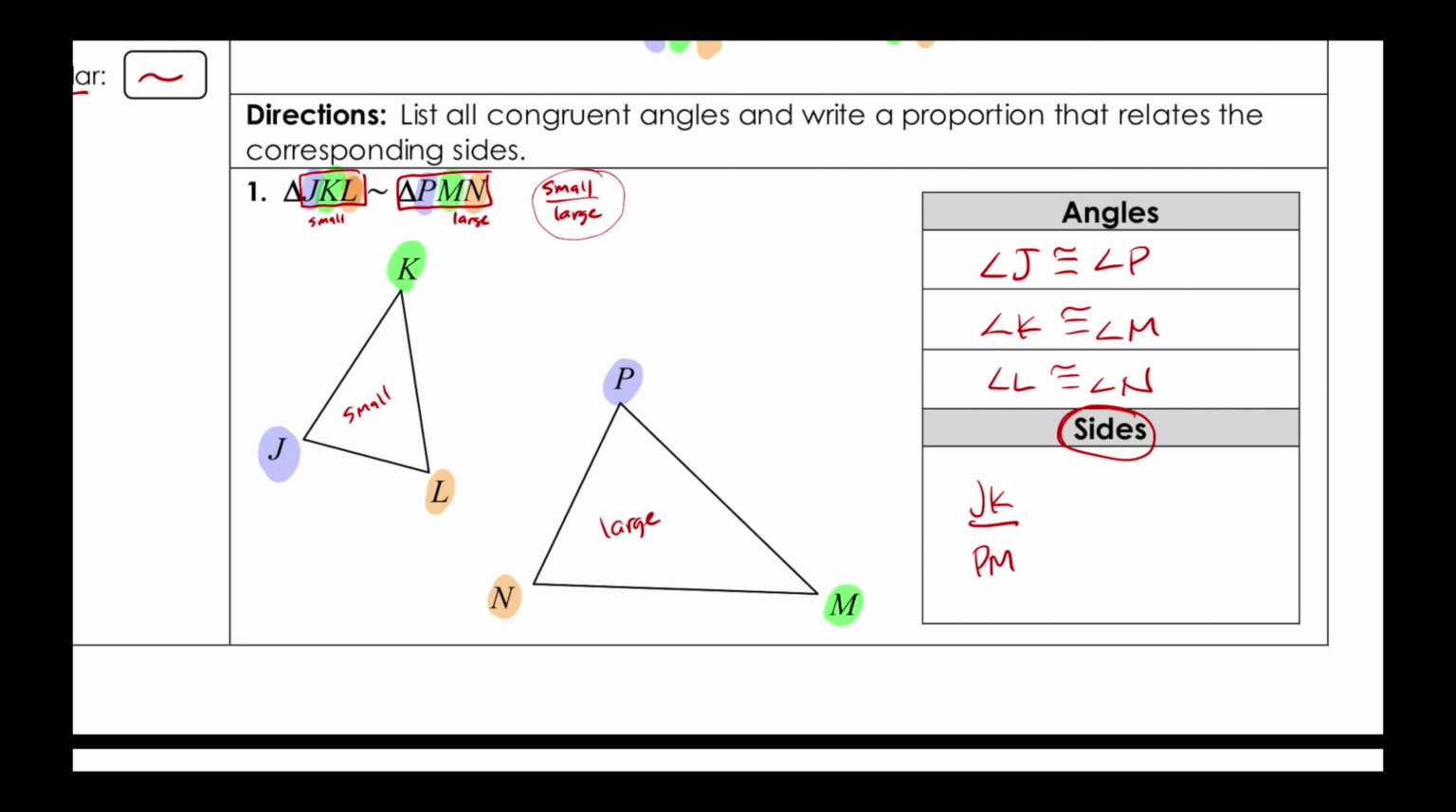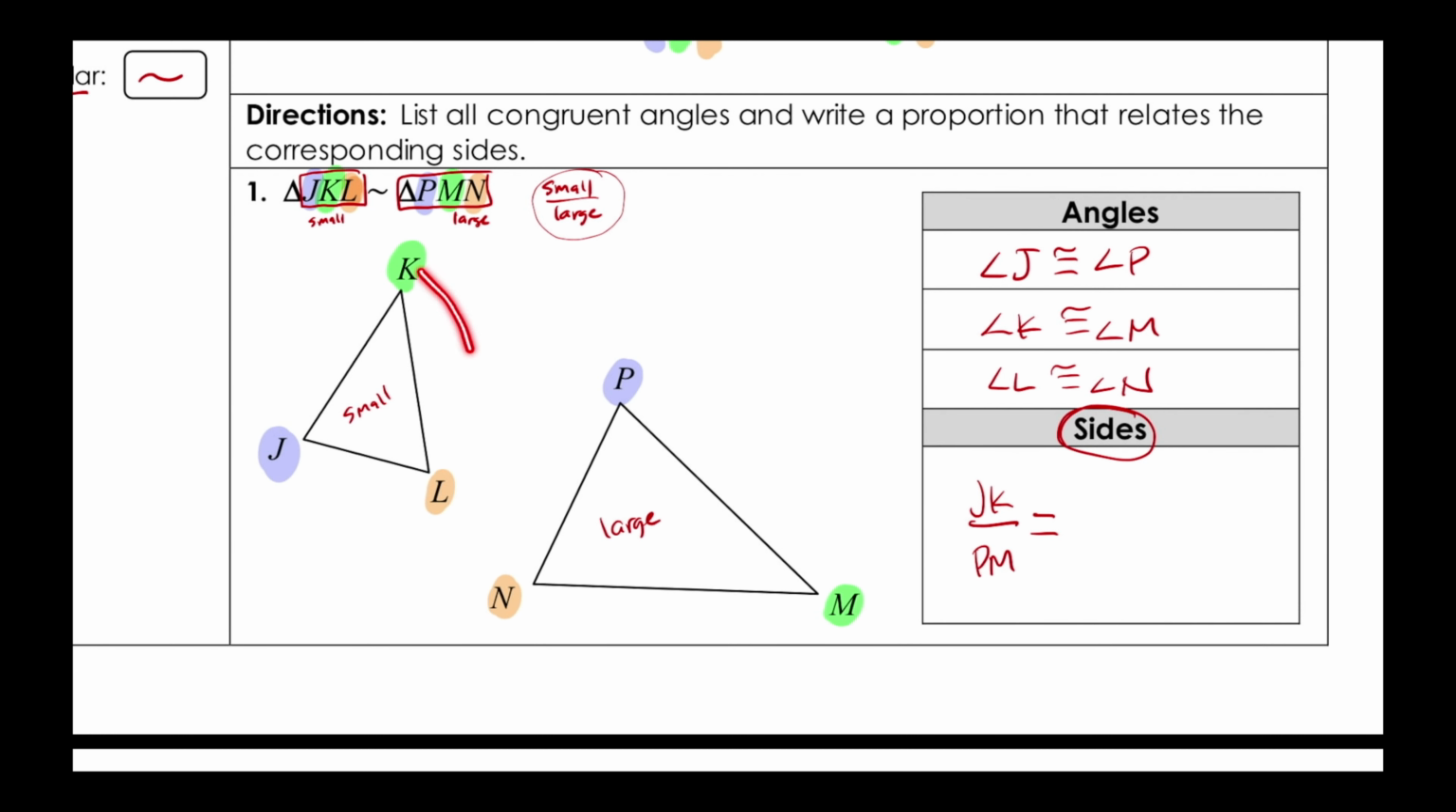So those of you asking, Mr., why did you put purple, green, JK on the top? Because that's the small triangle, and that's the first one here. And then it matches with this purple, green, which is PM on the large triangle. And that ratio, if this is truly similar, and it says it is similar, that ratio has to be equal to the other ratios.